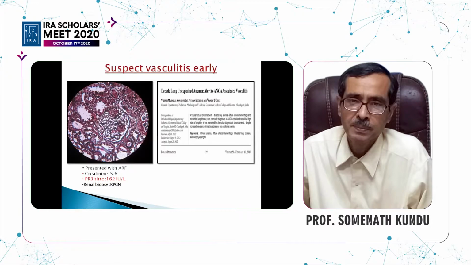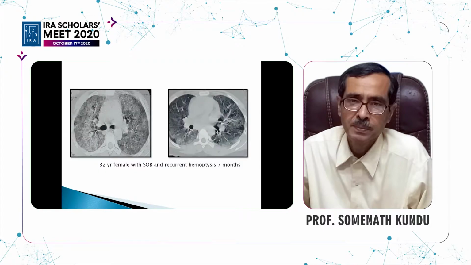A female was having recurrent hemoptysis for the last 7 months. Again, it is showing diffuse alveolar shadows, ground glass shadows, in the background history of recurrent hemoptysis with fall of hemoglobin. The diagnosis is diffuse alveolar hemorrhage. Again, this was a case of microscopic polyangiitis with recurrent diffuse alveolar hemorrhage.